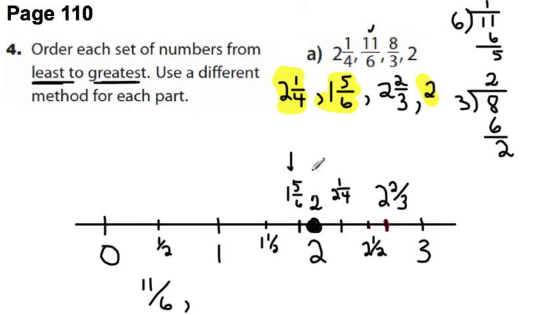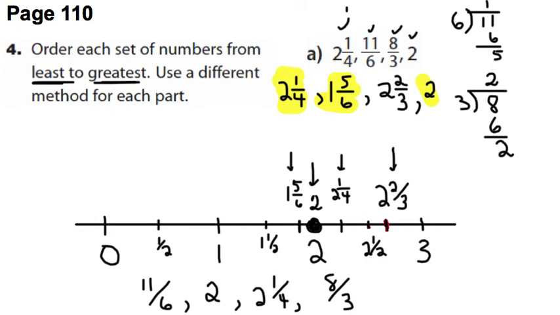Then the next one was 2. That one was actually one of our original numbers. And then the next one is 2 and 1/4, and that was in the original form. I'm going to put 2 and 1/4 next. And then my greatest value is 2 and 2/3, but that wasn't the form it originally came in, and that was 8/3. Okay, so that's one way of using benchmarks to arrange these numbers from least to greatest.